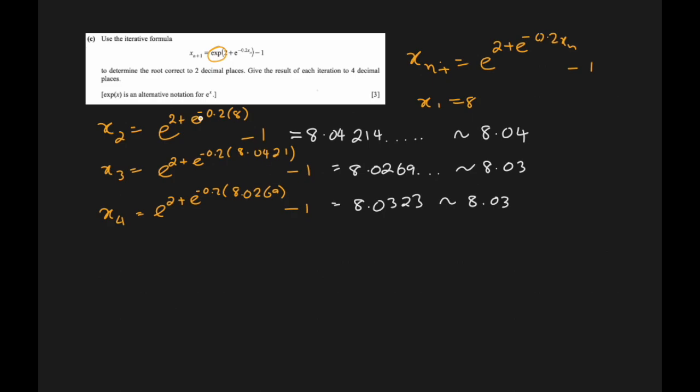So we got it. When I put the first iteration as x1 equal to 8, x2 came out to be 8.0421, 4 decimal places, that's what they said, and our answer should be in 2 decimal places, so we rounded it to 2 decimal places. And there were certainly 2 values next to each other which are equal, so we stop the moment we get it. So our answer is 8.03, which is between 7 and 9, and this is our answer for this particular iterative formula.